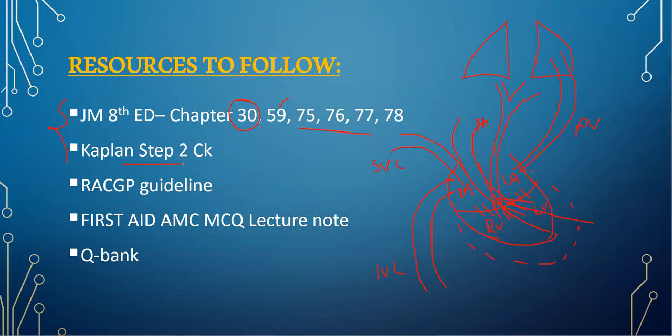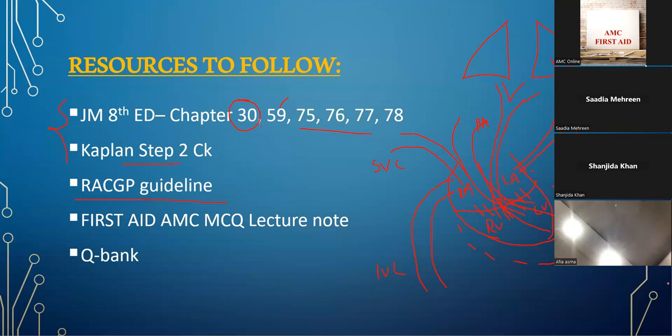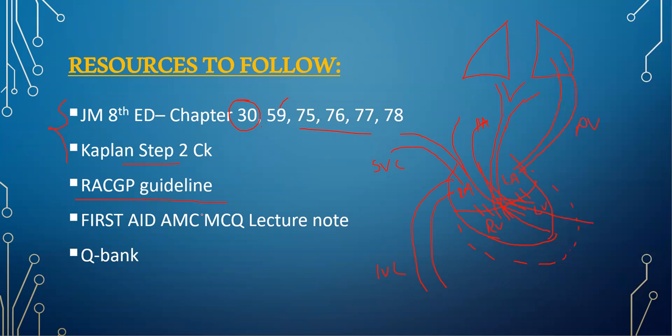For Kaplan Step 2 CK cardiology, we have taken all the important information into the lecture note already. So if you follow the lecture note only, that should be fine. We also sometimes follow the RACGP guideline. That's the guideline that you are supposed to follow for medicine, and that's the Australian guideline. A lot of information that's needed and not given in JM can be found in the RACGP guideline.